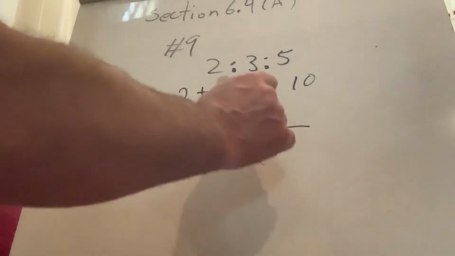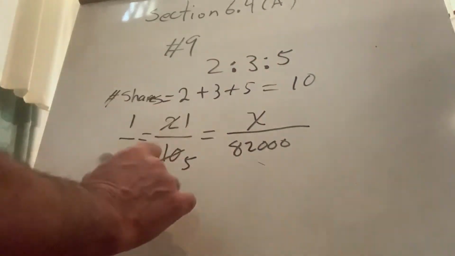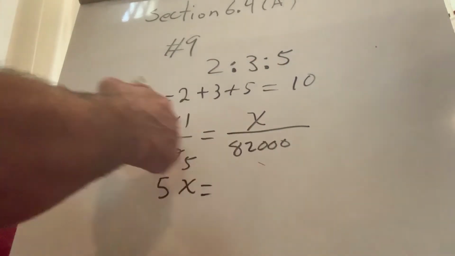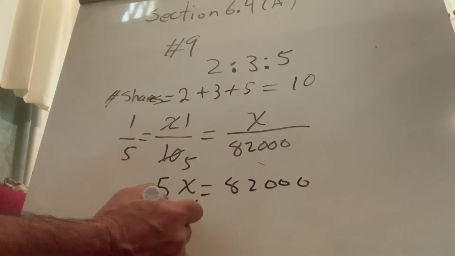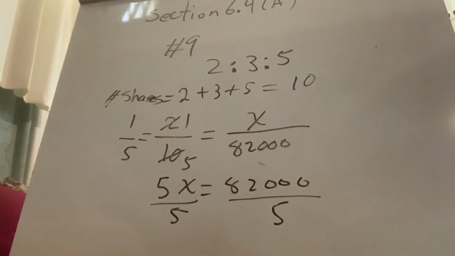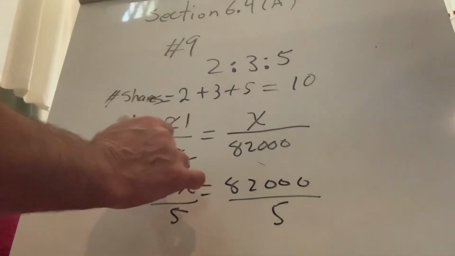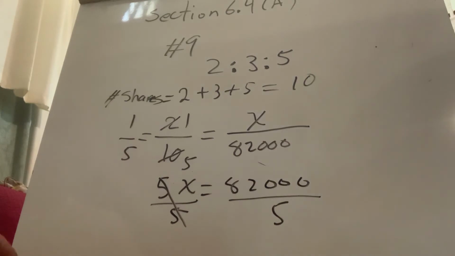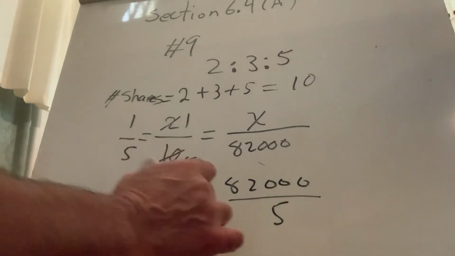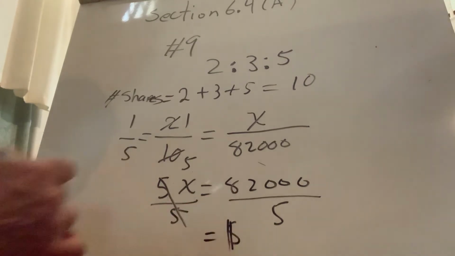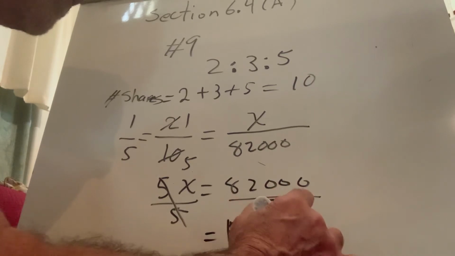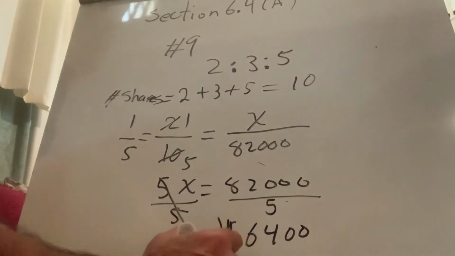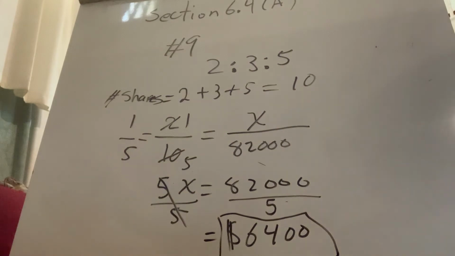We cross multiply, which says 5 times x equals 82,000 times 1, which remains 82,000. Then to solve for x, we divide by 5. That reduces to 82,000 divided by 5, which I believe is $6,400. So this much is the amount of money that Gary will get from the $82,000.